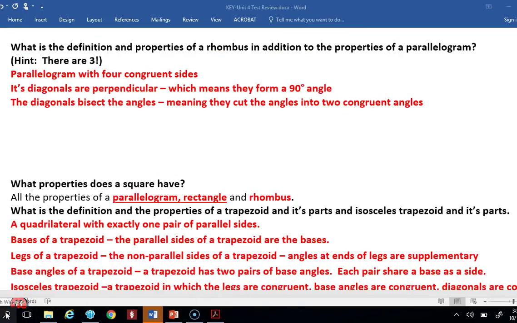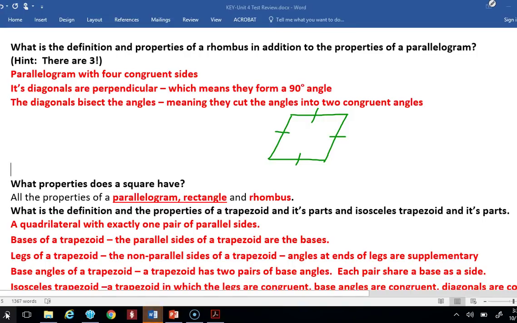Our next shape is a rhombus. So again, it tells us to define it and to tell the properties of it. So the definition of a rhombus is that it is a parallelogram with four congruent sides. So I'm going to do my best to draw something that has four congruent sides. And I'm going to indicate that with tick marks on all four sides.